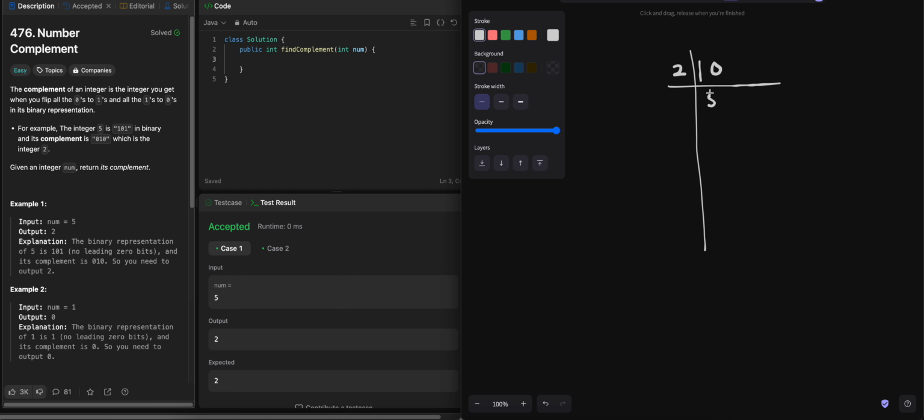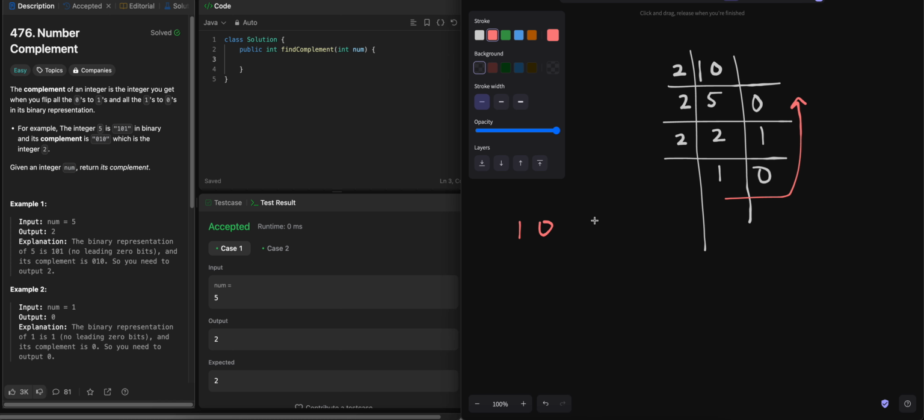So 2 5s are 10, and the remainder that we got is 0. Then again we'll divide 5 by 2, so 2 2s are 4, the remainder we got is 1. Then again we'll divide 2 by 2, so 2 1s are 2, the remainder that we got is 0. Now if you have to write its binary representation, we write it from bottom to top. So its binary representation would become 1 0 1 0.